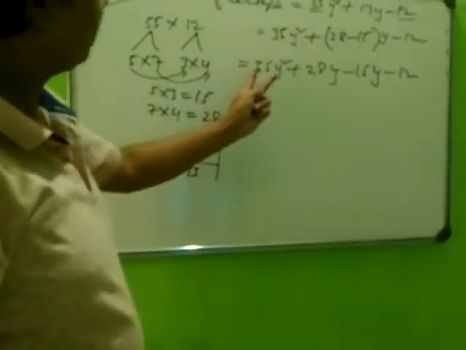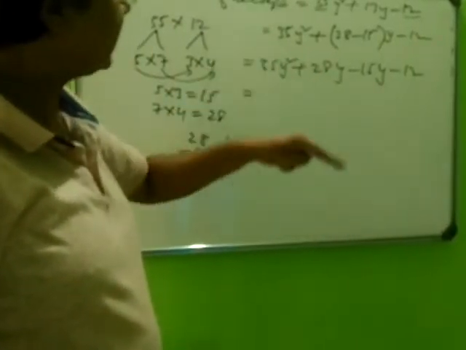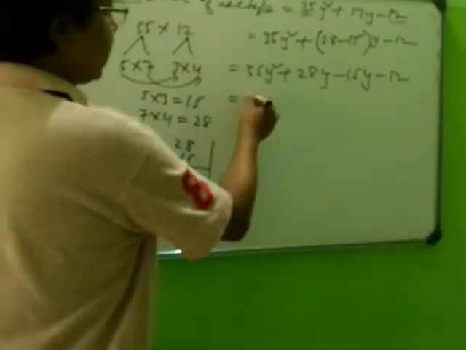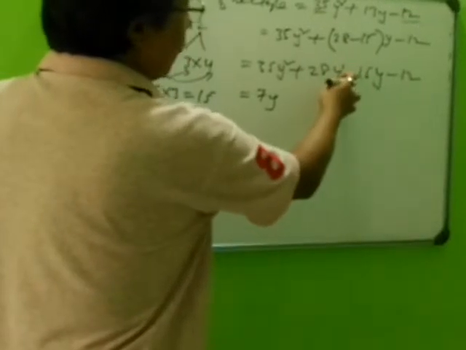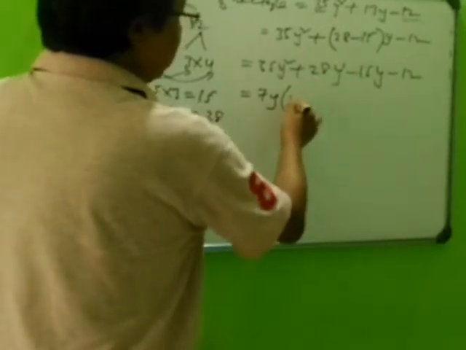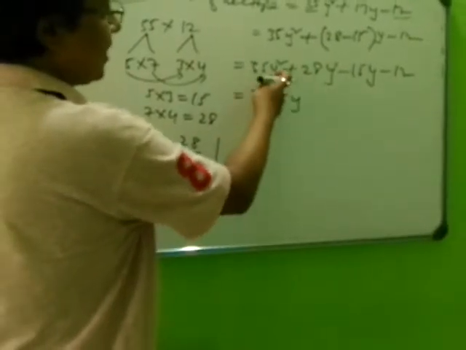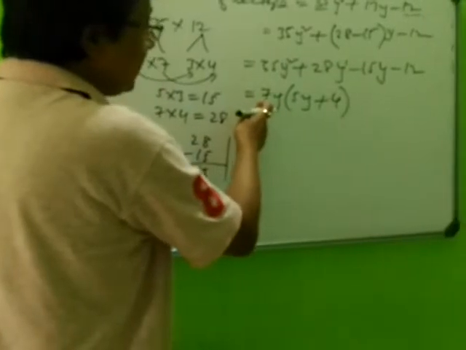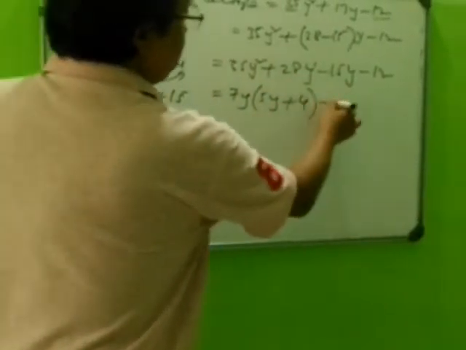Now the highest common factor between these two is 7y. 7 is the highest number that will divide both these numbers, so it will be 7y. Y is the lowest power, so here y. So 7 into 5y, 7 into 5 is 35, y into y square plus 4. 4 into 7 is 28y, minus.